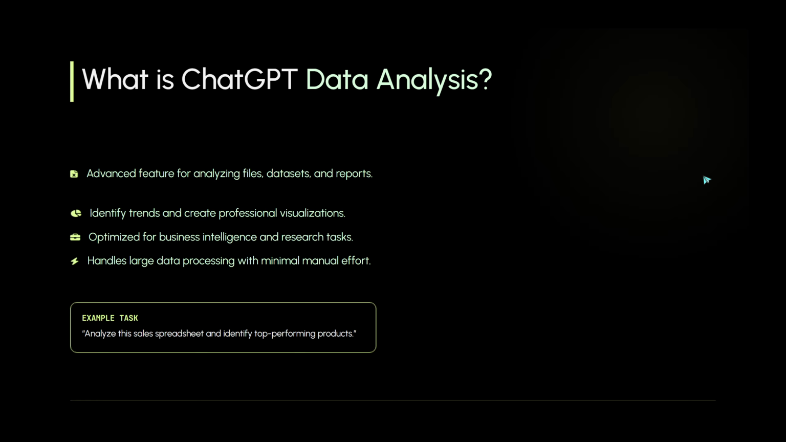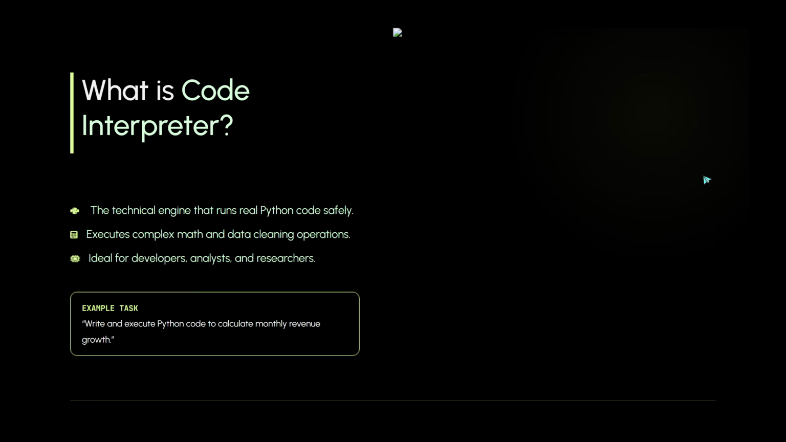One of the biggest advantages is that it handles a lot of data processing with very little manual effort. Instead of sorting through rows of information yourself, ChatGPT can work directly with your uploaded files and generate insights for you. For example, you might upload a sales spreadsheet and ask ChatGPT to identify the top-performing products. That's a great example of data analysis in action, because the goal is to understand the data, extract useful findings, and present them clearly. Now let's talk about Code Interpreter.